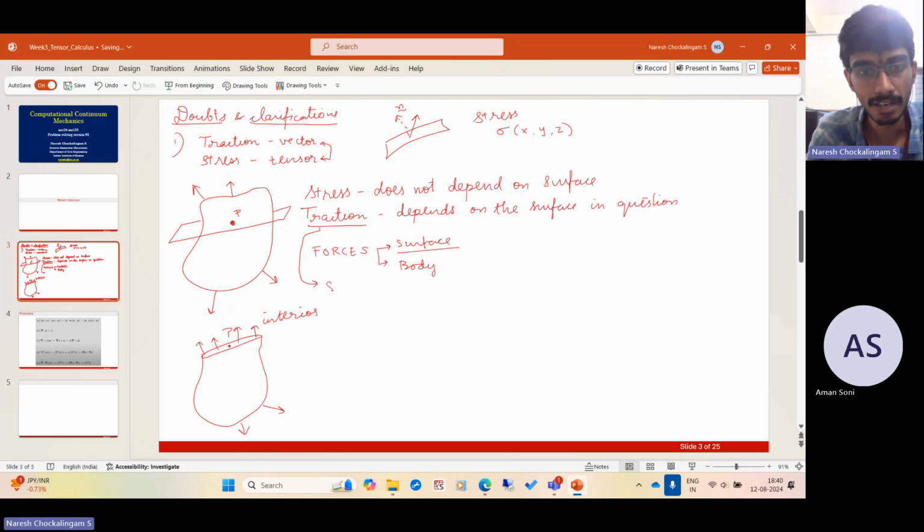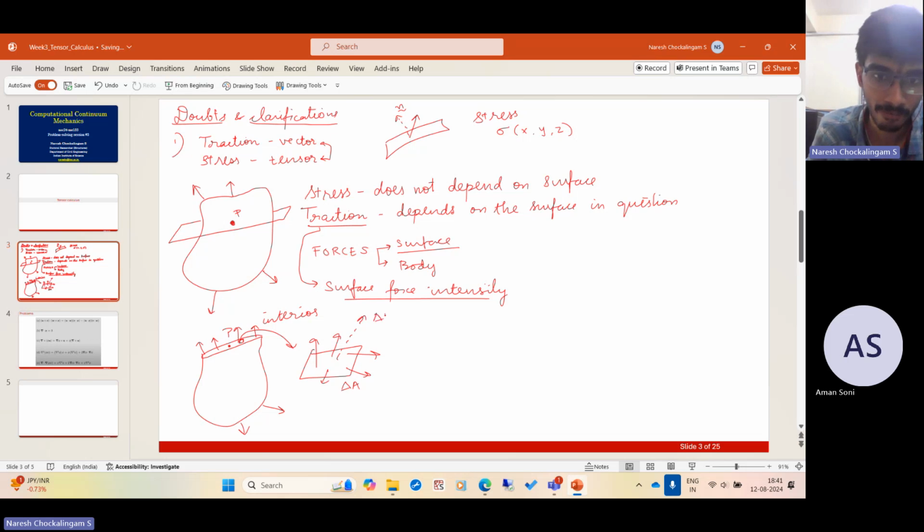Traction is nothing but surface force intensity. So intensity, as we talk about any other intensity, you take a very small area on the surface. Let me magnify this. You take a very small area element on the surface, call it delta A. It has a set of different forces acting on it. Let that resultant of all these forces be delta F, which is a vector. So traction is defined as the limit, as the area tends to 0, of the ratio delta F by delta A.